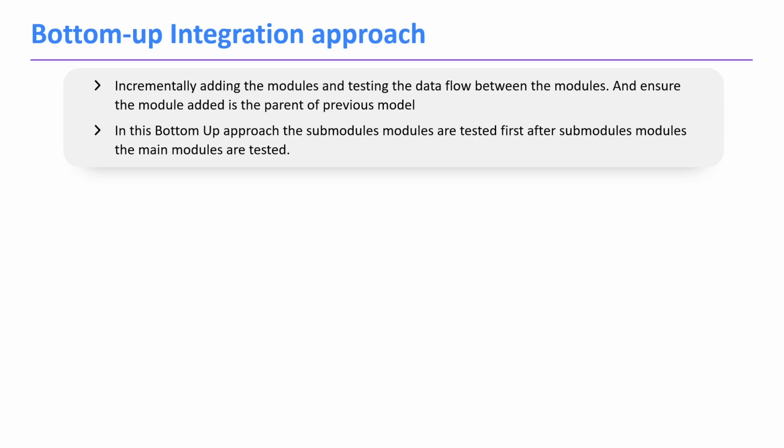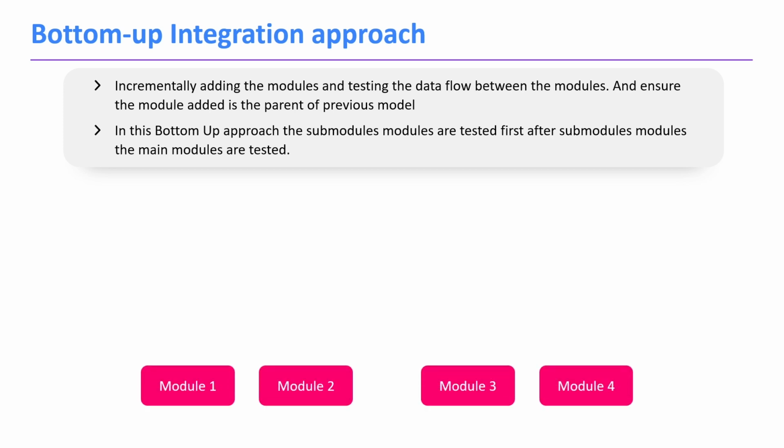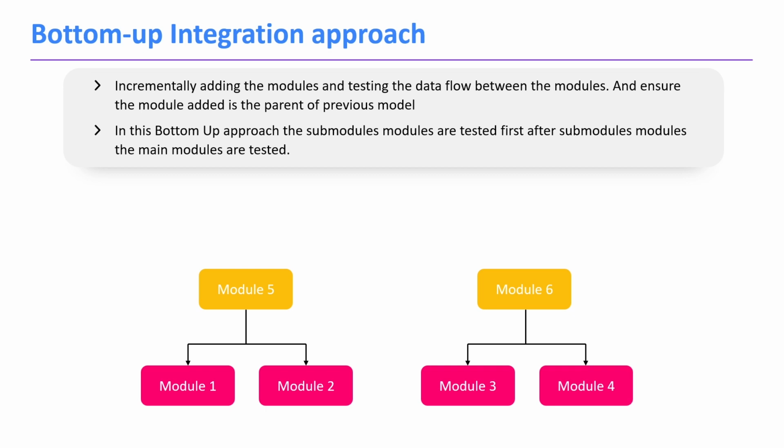In the bottom-up integration approach, first the child modules or sub-modules are tested, then the parent modules or main modules are tested. As you can see on the screen, first modules 1, 2, 3, 4 are developed, and then module 5 and module 6 are developed, but those are the children of module 5 and module 6. Then again we develop module 7, and this module 7 works as a parent for all these modules, and the testing is conducted from bottom to top, from sub-modules to main modules, to check the data flow or communication between all these modules.